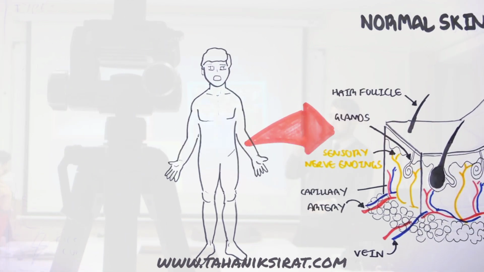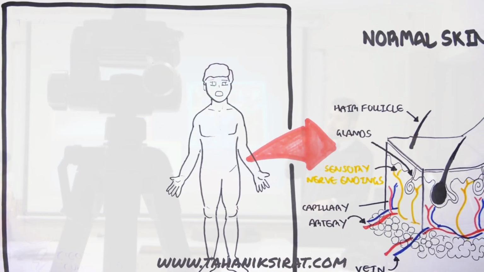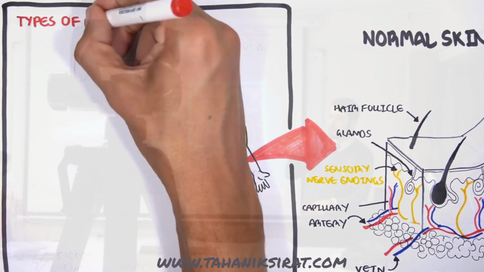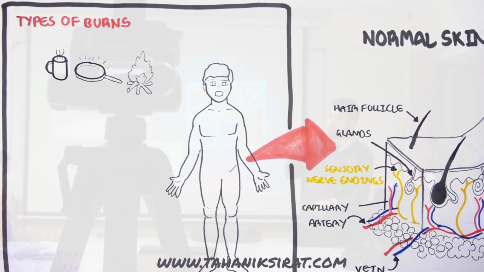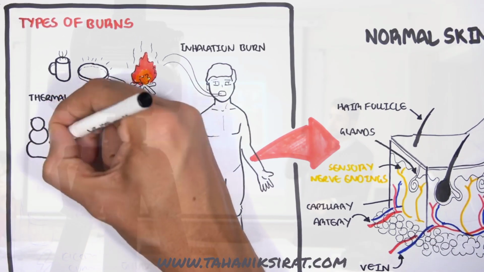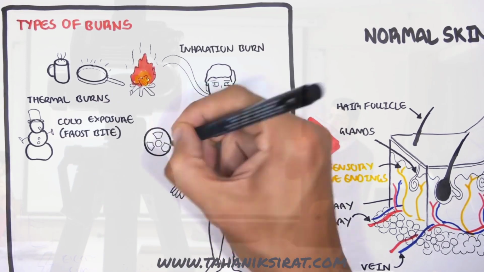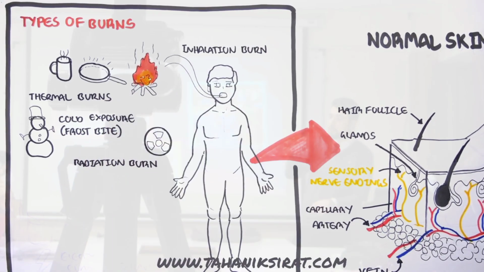So what are burns? Well, burns are injuries to tissues caused by heat, friction, electricity, radiation, or chemicals. There are many types of burns, such as thermal burns, inhalation burns from small particles of smoke, cold exposure like frostbites are also burns, radiation burns, which include UV radiation from the sun. Usually people go to hospital for any of the burns mentioned above.